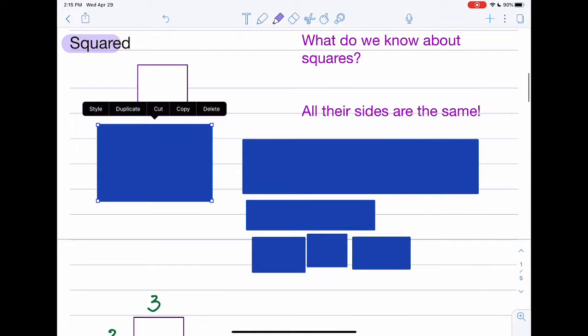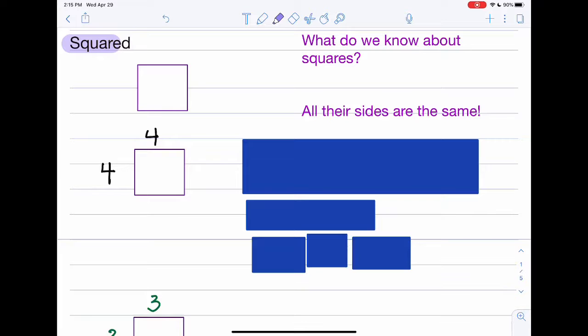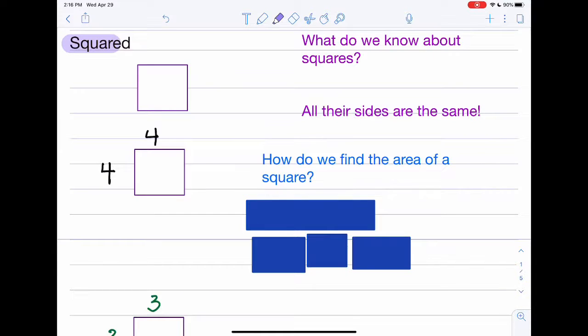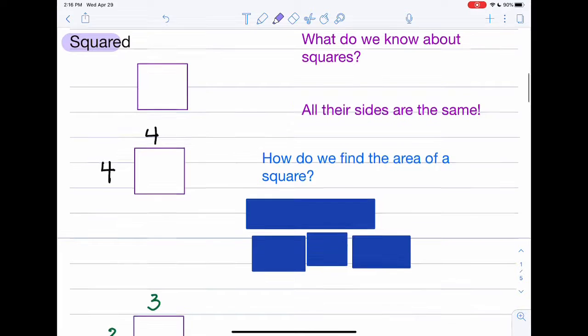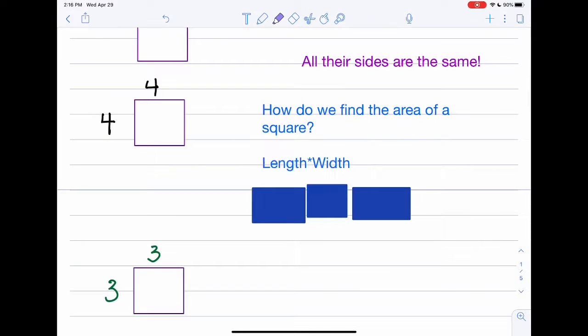So let's just look at this example here. I have this square and all its sides are 4. And let's say I want to find the area. But how do I find the area of a square? Well, hopefully you know by now that it's length times width. So to find the area, I would have to do 4 times 4. How could I write 4 times 4 as an exponent? I can write it as 4 squared.